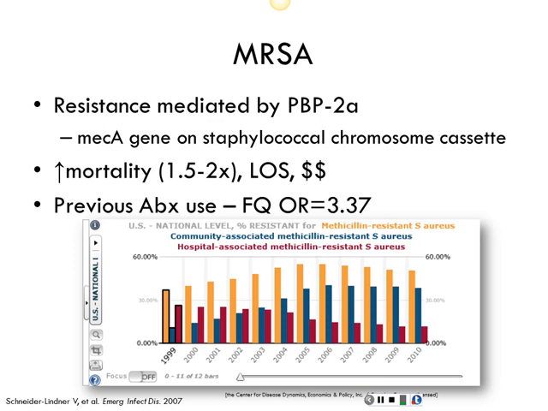It increases mortality, and they found that previous fluoroquinolone use has an odds ratio of 3.37 for the development of MRSA in the future. What's kind of interesting about this graph here is that you see overall MRSA pretty much increasing and then tailing off a little bit. The blue is community-acquired MRSA. It's gone up and stayed up, and then hospital-acquired MRSA has gradually gone down.